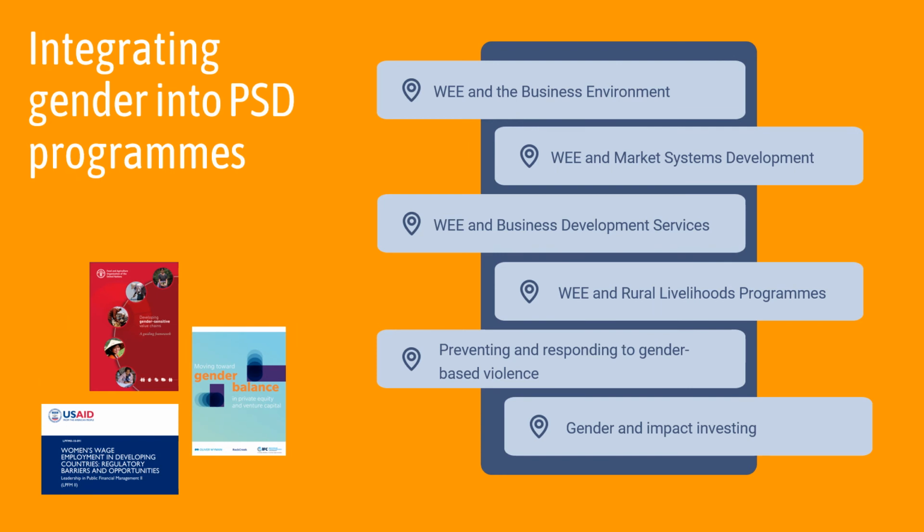Section 4 of the knowledge page also has a rich selection of more specific resources on integrating gender into 6 different categories of PSD approaches. These are business environment, market systems development, business development services, rural livelihood programs, gender-based violence and impact investing. I won't go into examples of specific publications here, as there are lots of different angles to choose from, but I recommend checking out this section.